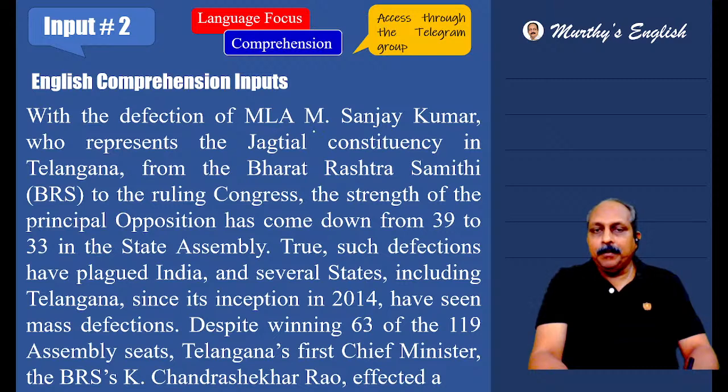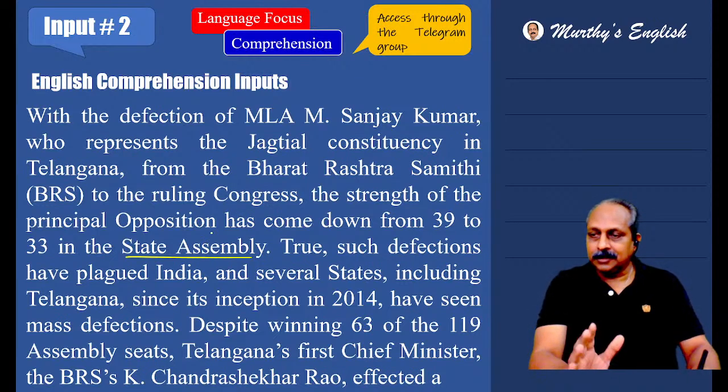With the defection of MLA M. Sanjay Kumar, who represents the Jagatyal constituency in Telangana, from the Bharat Rashtra Samiti BRS to the ruling Congress, the strength of the principal opposition has come down from 39 to 33 in state assembly. What does it mean? A recent incident, one particular MLA, Mr. Sanjay Kumar, he represents Jagtial constituency, he represents BRS party, he has defected to the Congress party. Based on that, the main opposition party right now in Telangana, BRS, the number has gone down from 39 to 33. That's what the sentence says.